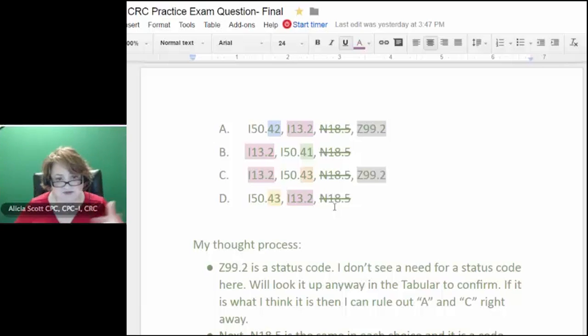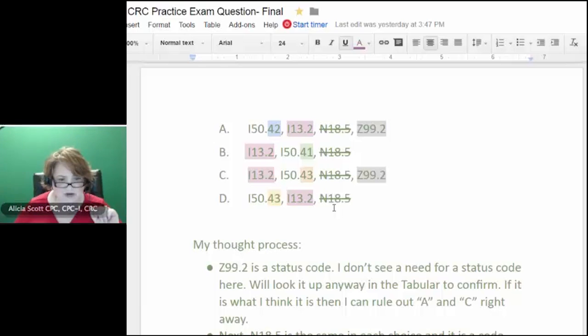Now, some people choose to draw a line through it so their brain doesn't keep looking at it. That's fine. But my eye automatically jumps to the Z99.2. I could rule out two of these really quickly if I look up Z99.2 to see if it's applicable. So are we going to be able to throw out A and C right away? Okay, that's one thing: we've gotten down to two choices. So we've already saved a lot of time, right?